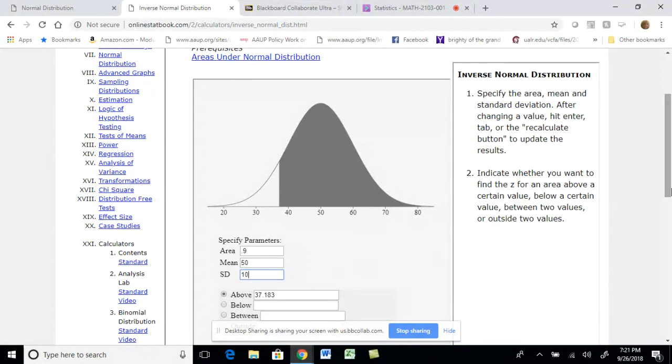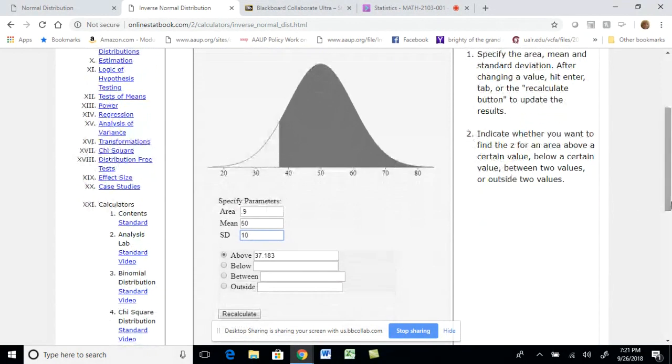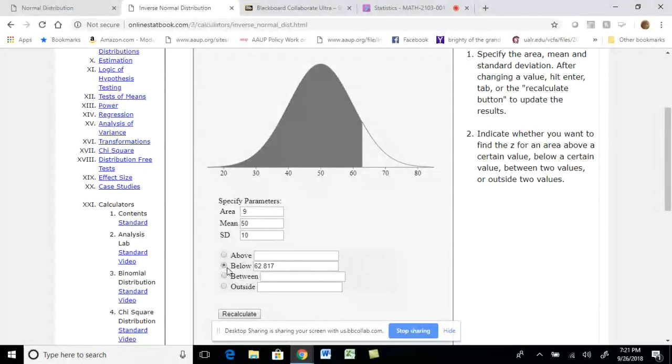Now it showed above because that's not what we want. The 90th percentile is below. We want to know where that number is right here. So you have to know the definition of percentile. That goes back to week 1. In week 1, where we had to find that number that represented a percentile, it was everything below that. And that's what our graph says. So you have to know percentile means the area below a certain number. So this came out to 62.8.